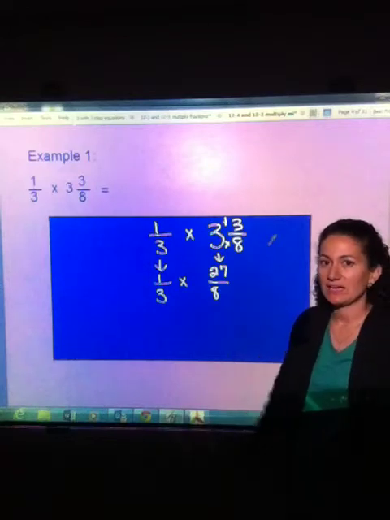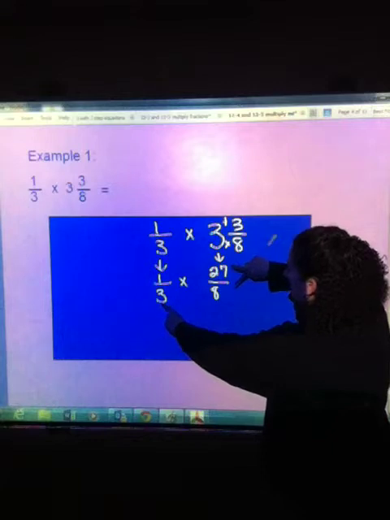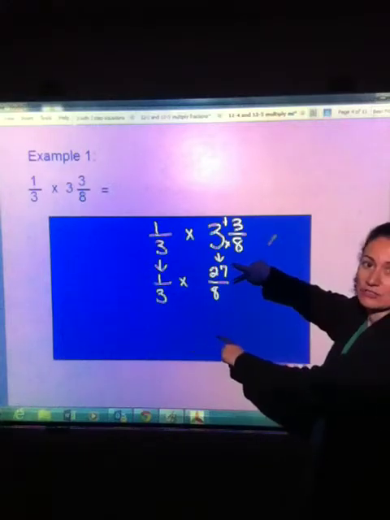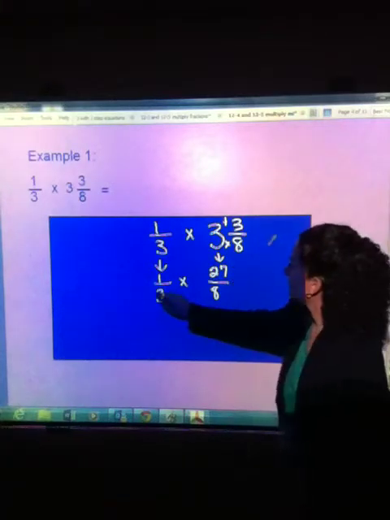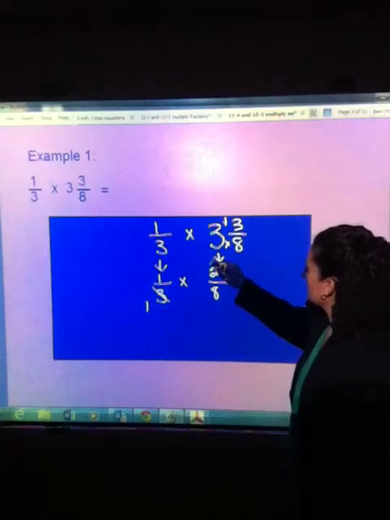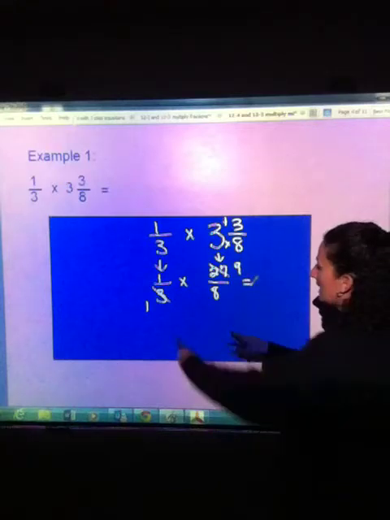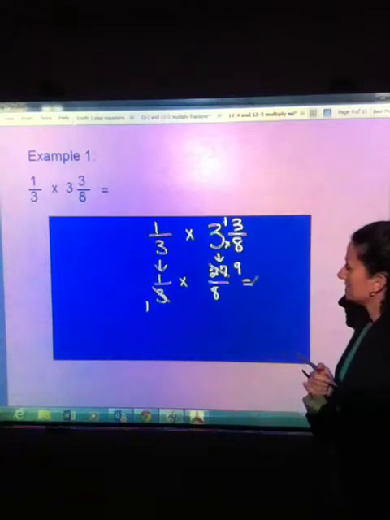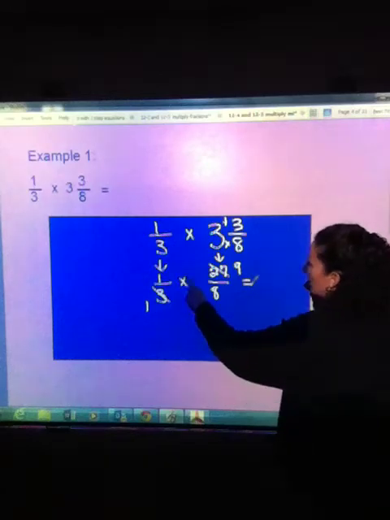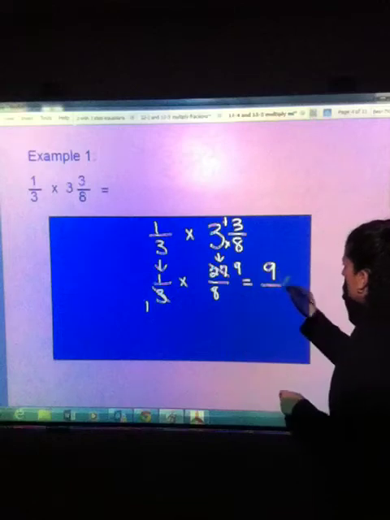Now we proceed as we were doing in the last lesson. Cross simplify. 27 and 3 have a common factor of 3. I can divide them by 3. 3 divided by 3 is 1. 27 divided by 3 is 9. I can't cross simplify 1 and 8. So now I multiply 1 by 9 and 1 by 8.